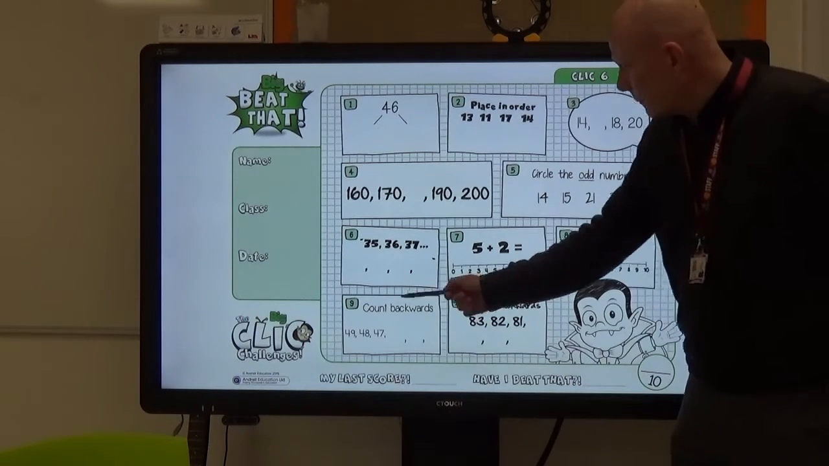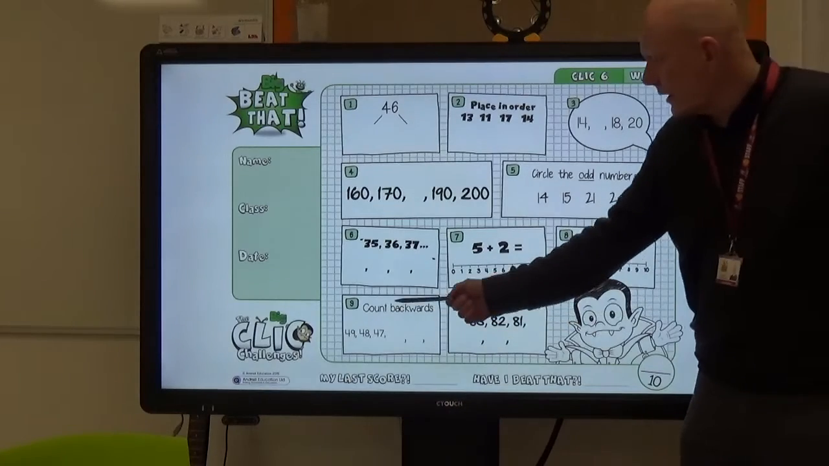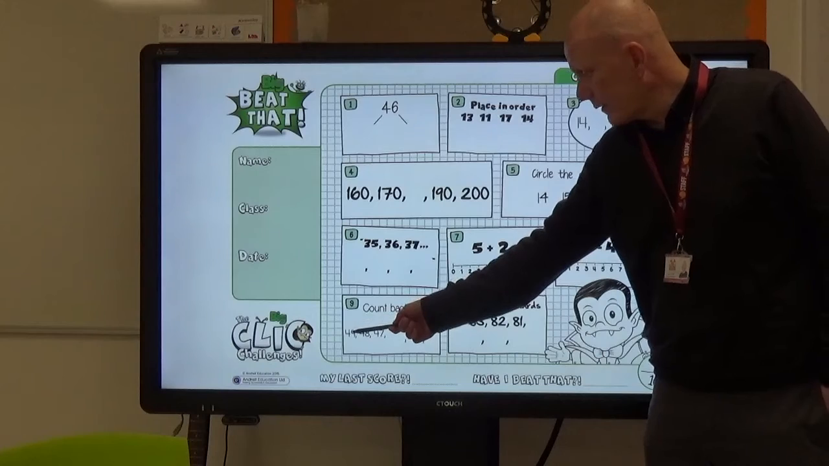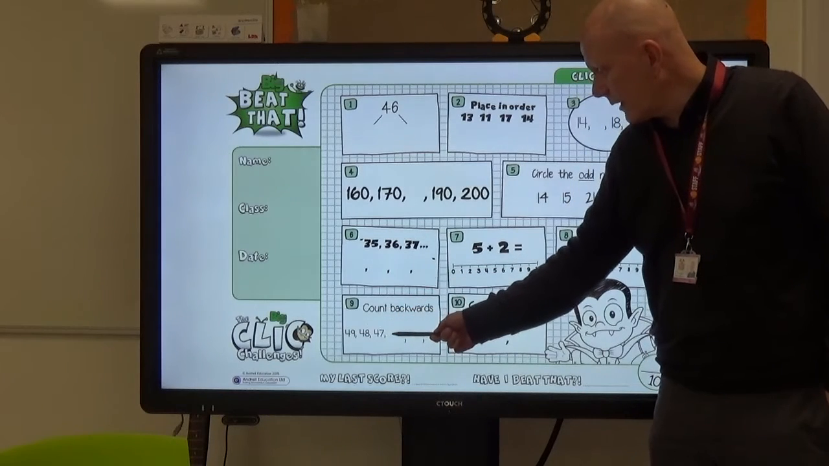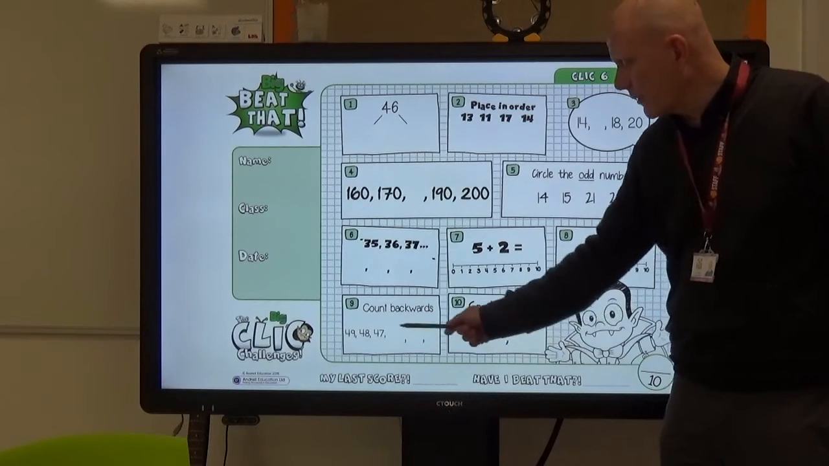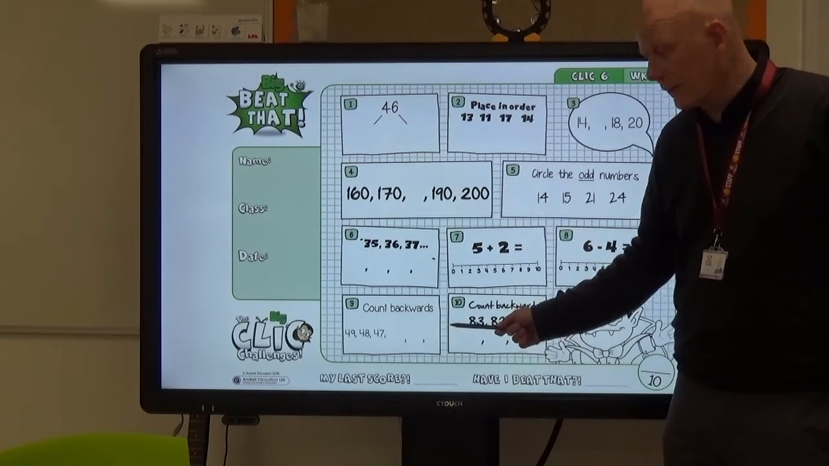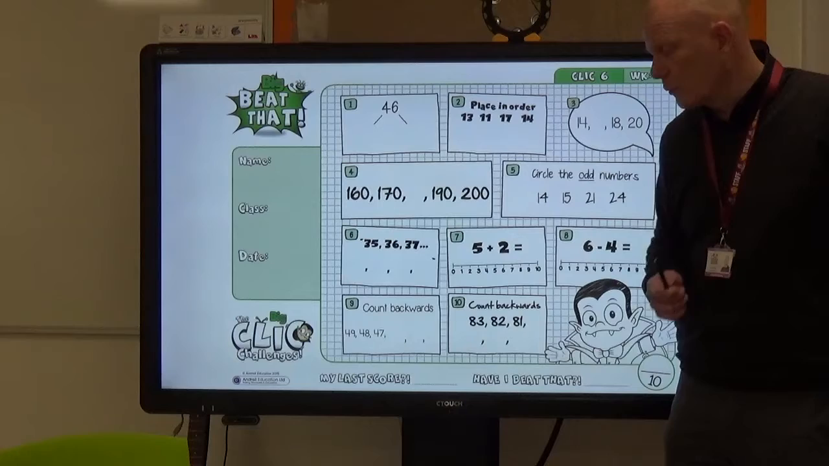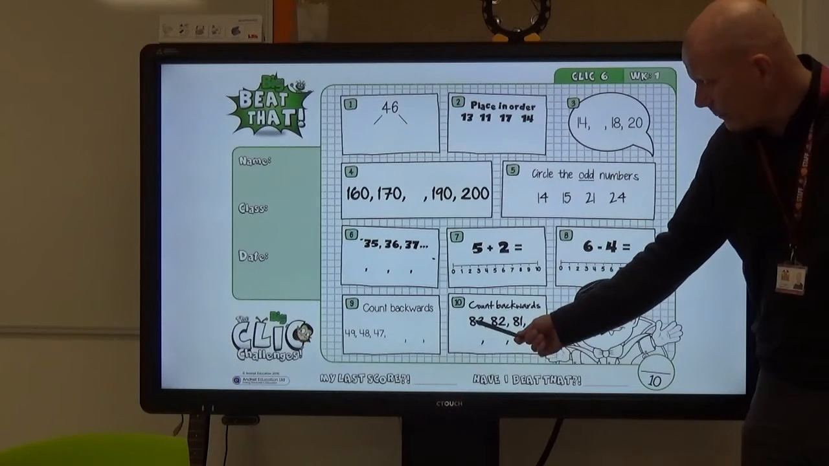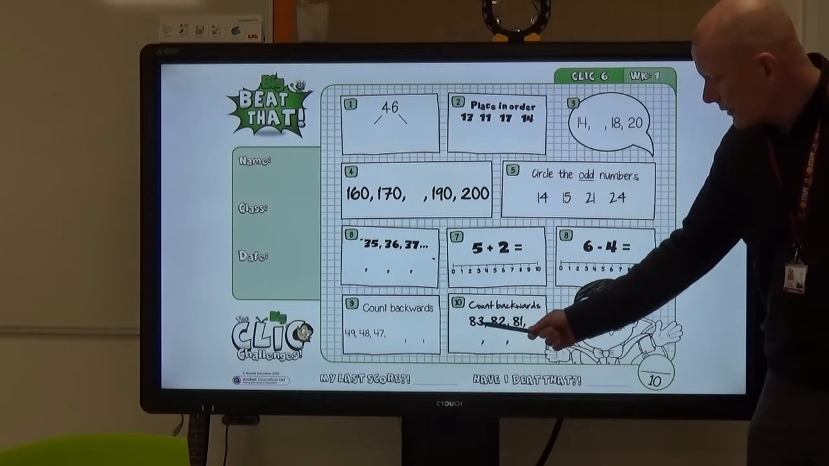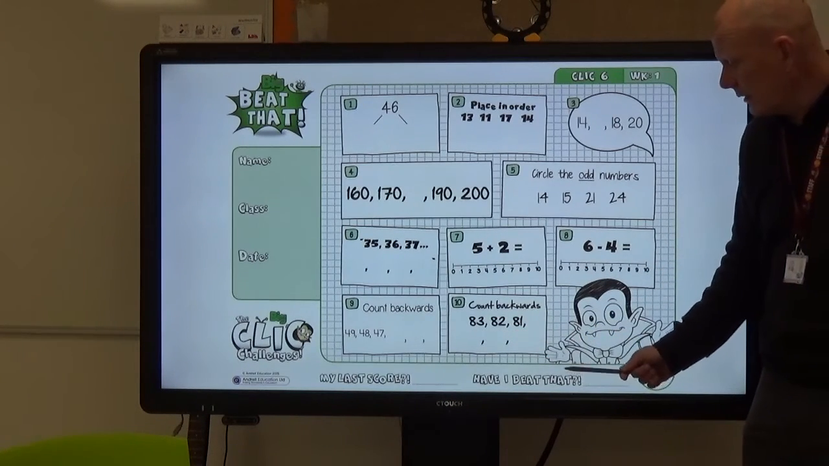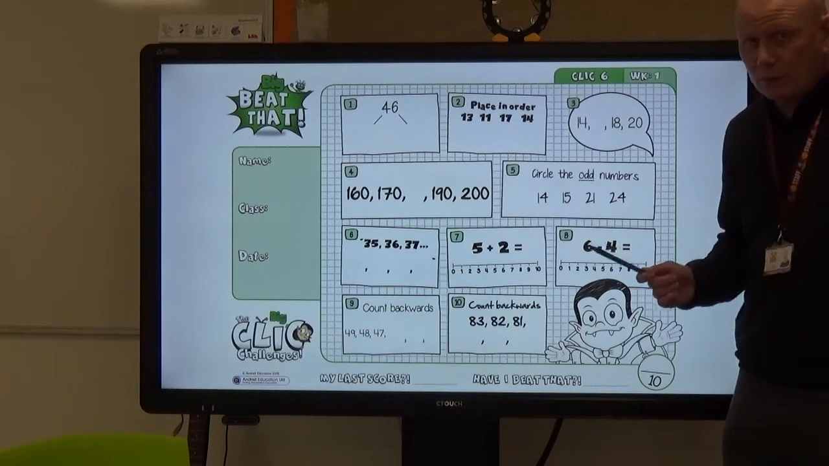And question number 9 and question number 10 are quite similar. Question 9 is telling you what to do. You're counting backwards, starting at that number there. What are the next 3 numbers when you count backwards? So they can write those down. And if they get that right, 1 mark. And same for number 10, counting backwards, but this time starting at that number. What are the next 3 numbers in that series? Okay? And if they get those 3 numbers right, 1 mark too.